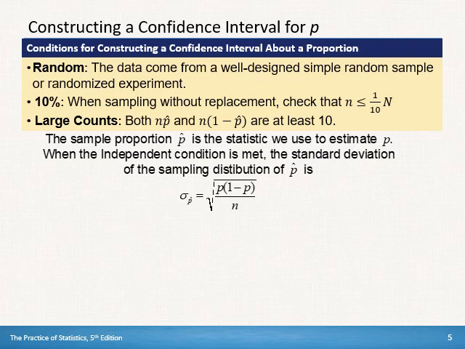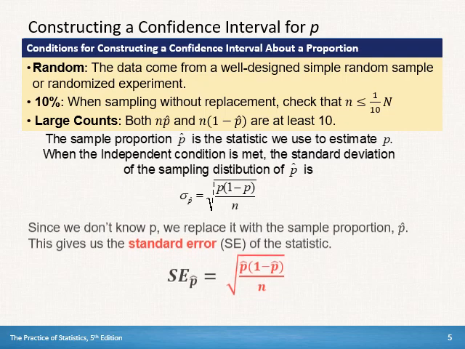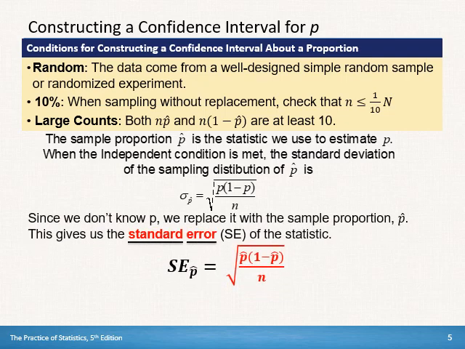Okay, and then we have a similar problem when we do the standard deviation of the sampling distribution of p hat. That's the square root of p times 1 minus p all over n. We don't know p, so we can't calculate the standard deviation of the sampling distribution of p hat. So instead, we calculate what we call the standard error. And so it looks a lot like the formula for the standard deviation of the sampling distribution of p hat, but instead we're using p hats rather than p.